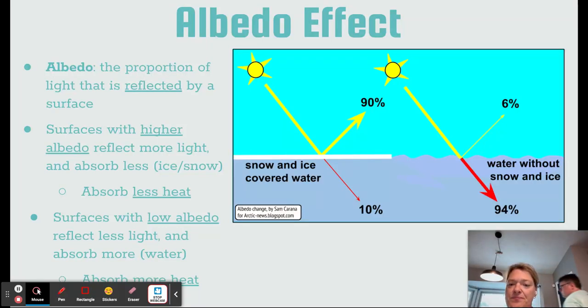And so they're going to reflect more light. That snow and ice will reflect more, so they're absorbing less. So they tend to not melt and they don't warm up as much as, say, water. Water, when it is hit with that sunlight, will actually absorb more, and so the reflection is much, much less. And so the sun's energy will actually cause the water to warm up. Okay, so low albedo surfaces reflect less light and absorb more heat.